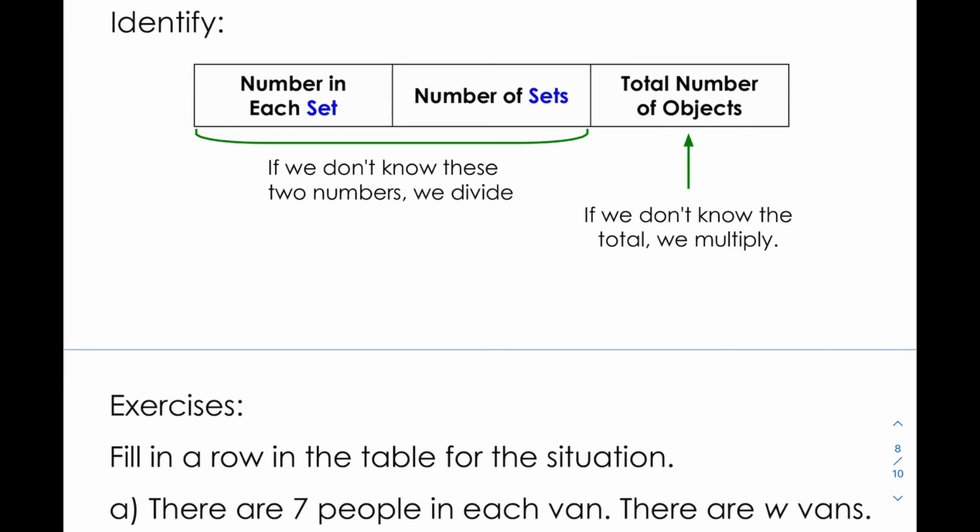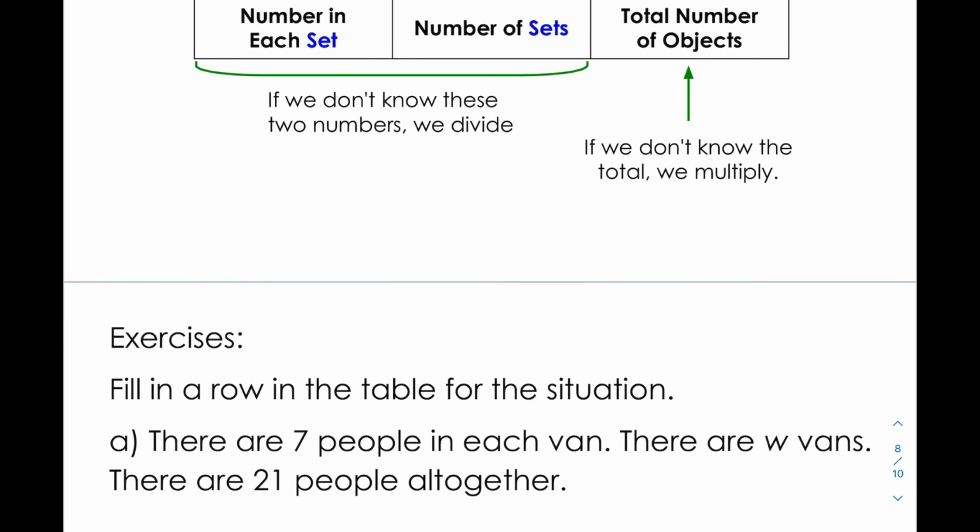Let's identify. So number in each set. This is one piece of information we can be given. The number of sets and the total number of objects. So if we don't know these two numbers, we divide. If we don't know the number in each set or the number of sets, and if we don't know this number, then we multiply. So depending what the missing piece of information is.